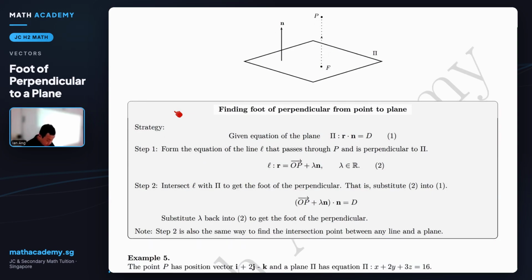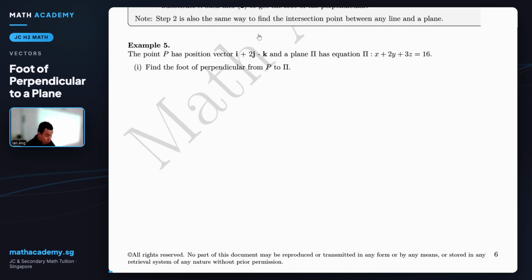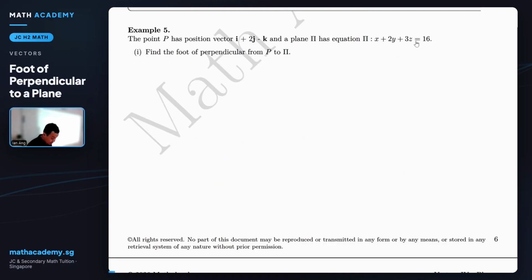Let's go with the numbers below with the example as we draw it out, so it's easier for you to remember the concepts. Okay, so I've got this point P and I've got a plane equation.